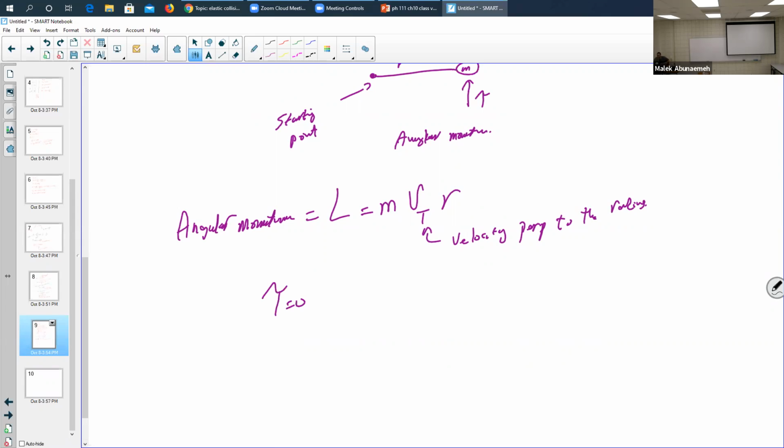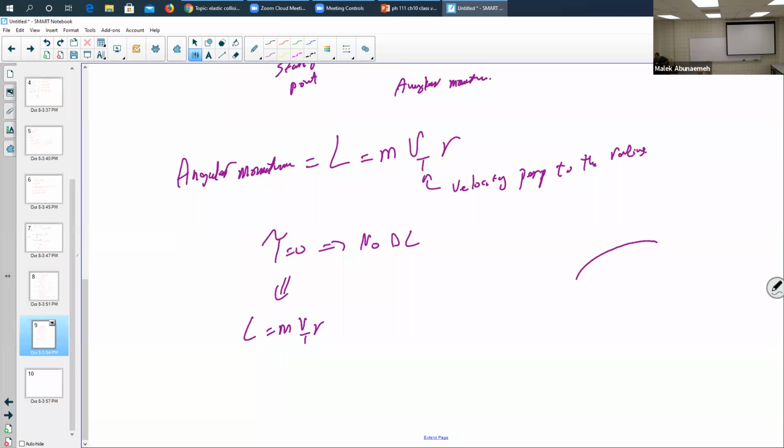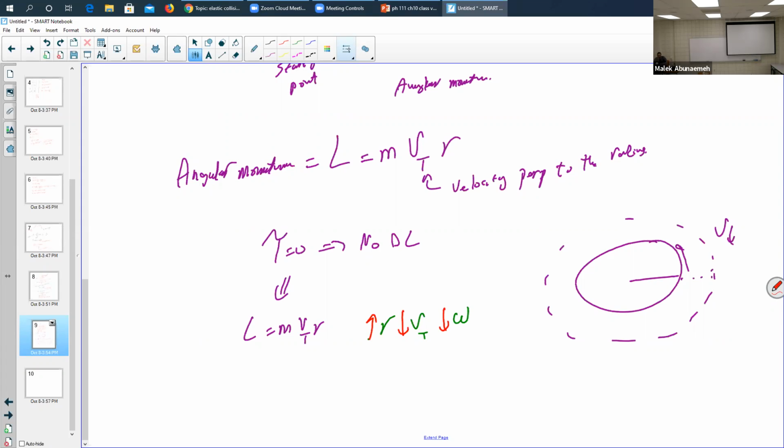So when you have no torque, that means your angular momentum doesn't change. You see your angular momentum is m Vt r. If your radius is small, you have a higher velocity. If your radius gets bigger, guess what happens to the velocity? It goes down. And I'm almost done, guys. Just give me a second. I might go 5 minutes over. So you get your radius, your tangent velocity, and your omega. When your radius goes up, your velocity goes down, which means your angular velocity goes down. If your radius goes down, your angular velocity goes up.